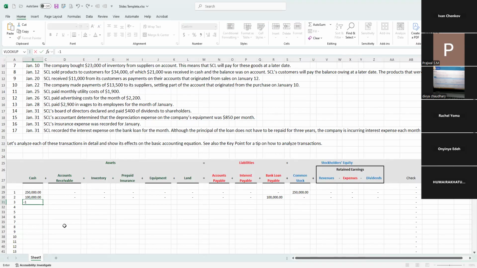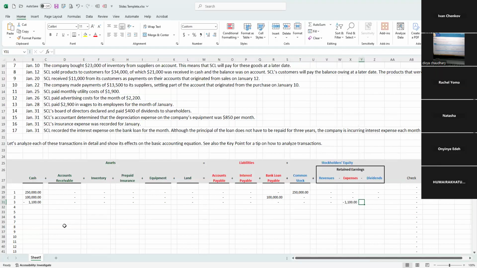Let's go with our cash, 1,100, going down. Nothing else moving, right? No. And we pay in cash, so that's not payable. None of those payables. It's not common stock. It's expenses. So our expenses are gonna increase by 1,100. Are we in balance? Yes, we are.